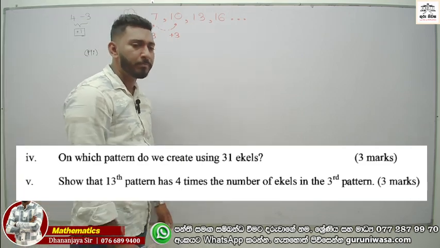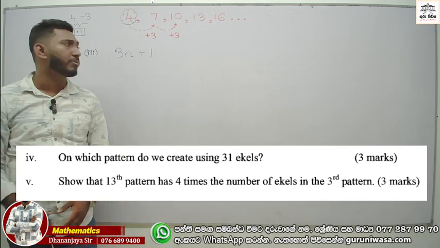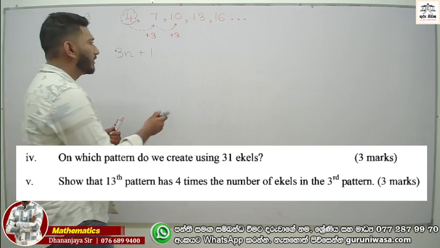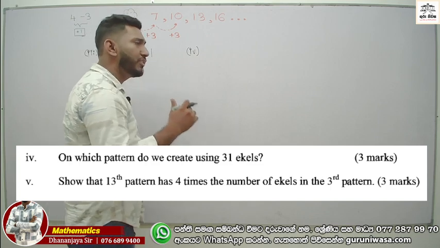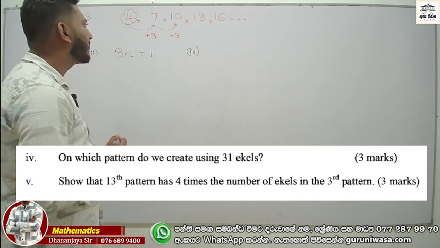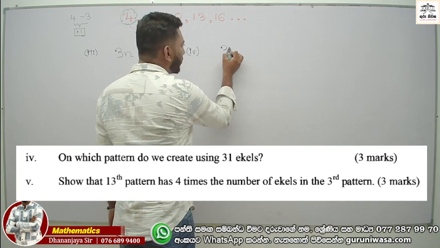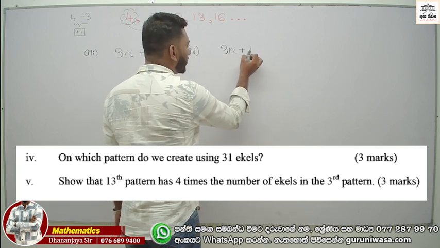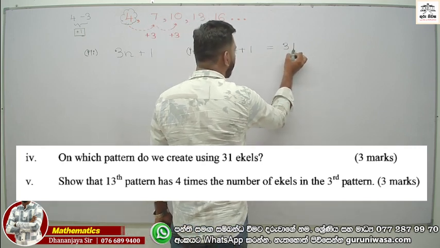Right. Next one. On which pattern do we create using 31s? Therefore, what is the question relevant to the number pattern? Which term is equal to the 31? In this case, 3n plus 1 is the general term. Therefore, you need to set it equal to 31.